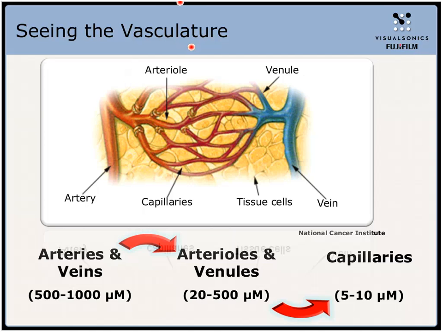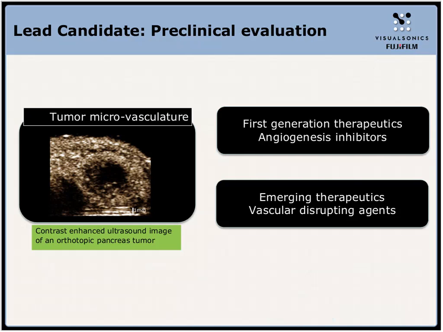And for this, I'd like to introduce tumor microvascular imaging with the help of contrast-enhanced ultrasound. Here is such an image of an orthotopic pancreas tumor. And I'm going to use this particular imaging approach to address two different types of lead candidates. One, first-generation therapeutics or angiogenesis inhibitors. And the second class of therapeutics which are emerging in the field, which selectively target tumor vasculature using vascular disrupting agents.